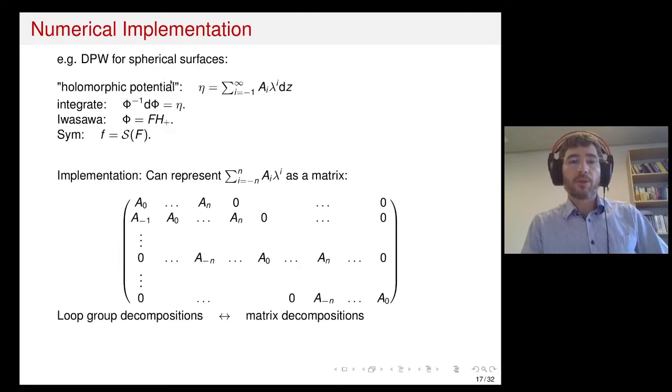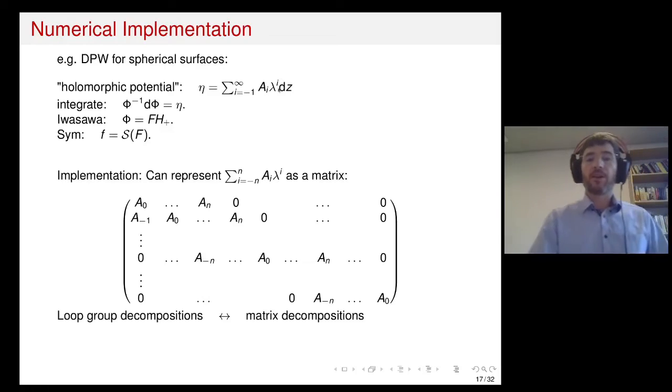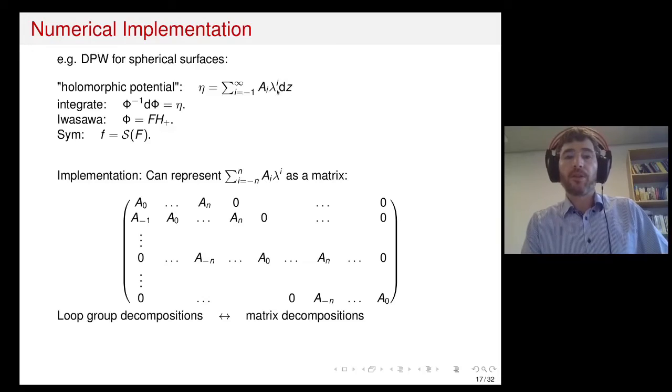So this is the overall method which you can implement numerically. You take what's called a holomorphic potential, something that looks like this. These A_i are arbitrary 2 by 2 matrices, with the twisting condition here that the even powers of lambda are diagonal, the odd powers are off diagonal. Then you integrate this. This is automatically integrable. So now you have a map into the complex loop group. Then you perform an Iwasawa decomposition, and then you perform that Sym formula that was on the previous slide.